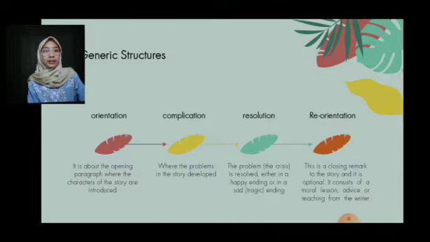Generic structures. 1. Orientation. It is the opening paragraph where the characters of the story are introduced. 2. Complication, where the problem in the story develops. 3. Resolution. The problem or the crisis is resolved either in a happy ending or in a sad ending. Number 4. Reorientation. This is a closing remark to the story and it is optional. It consists of a moral lesson, advice, or teaching from the writer.